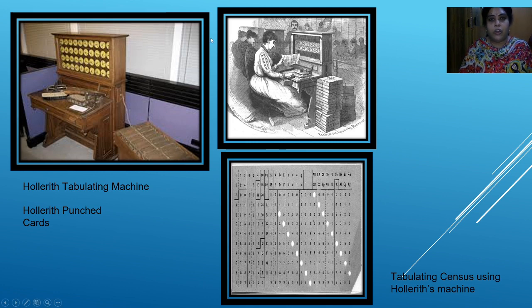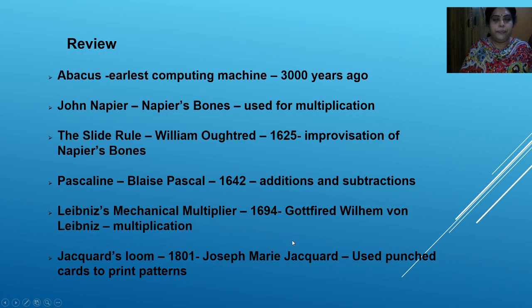So this is Hollerith's tabulating machine. If you observe here, it is also made up of a lot of gears and stuff like that. And this is a lady who is tabulating the census. The census is the population count of the USA. They used that machine to calculate the population of the USA in the late 1800s. And this is the punch card reader, which was used by Hollerith.